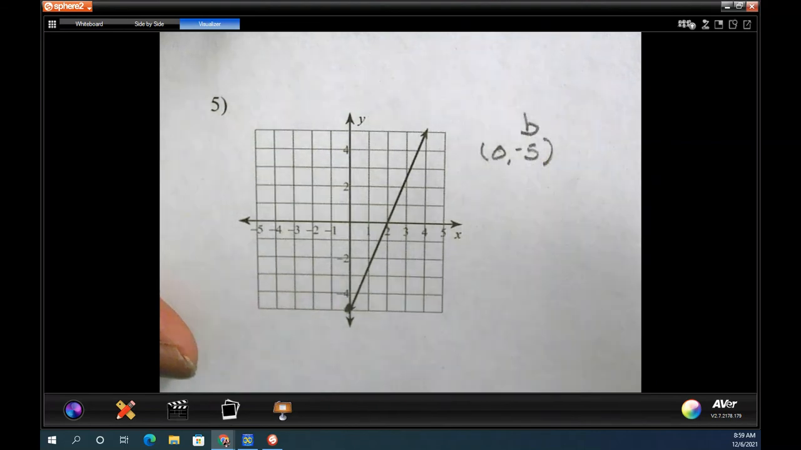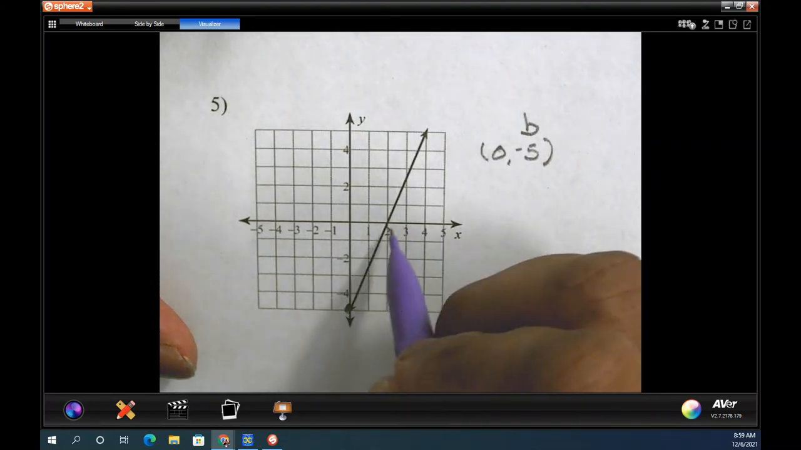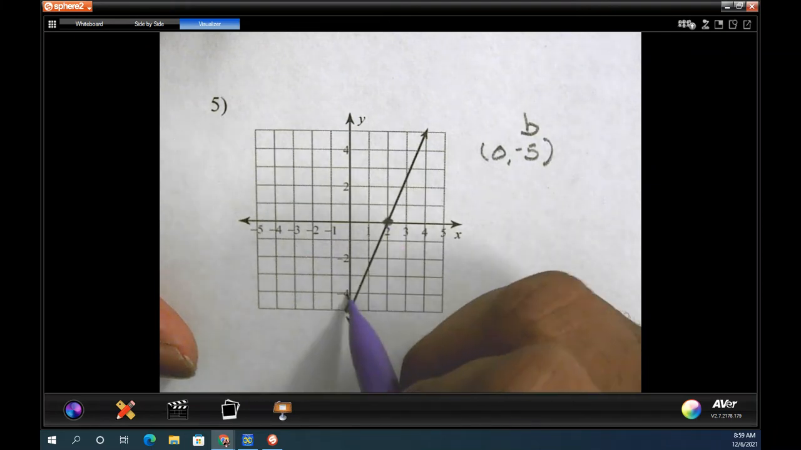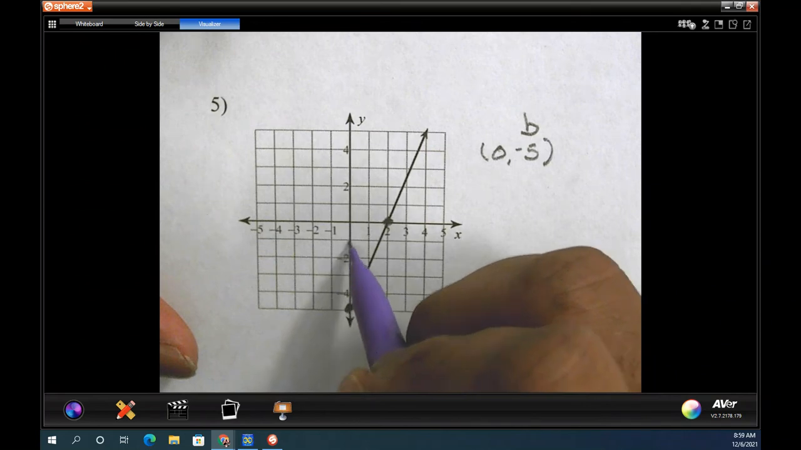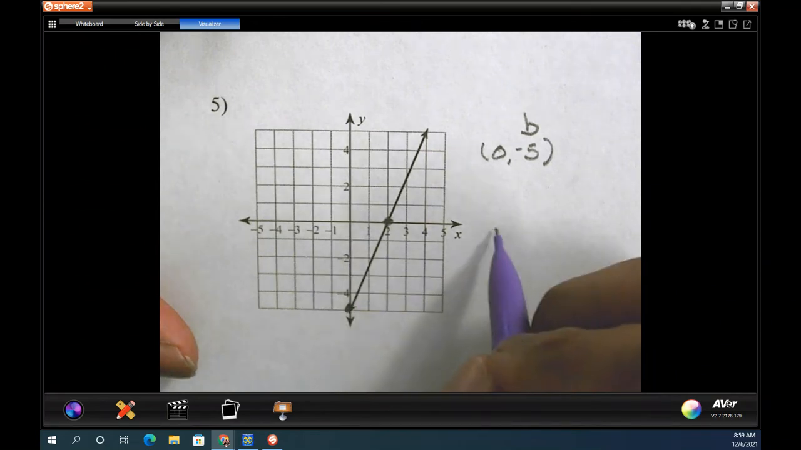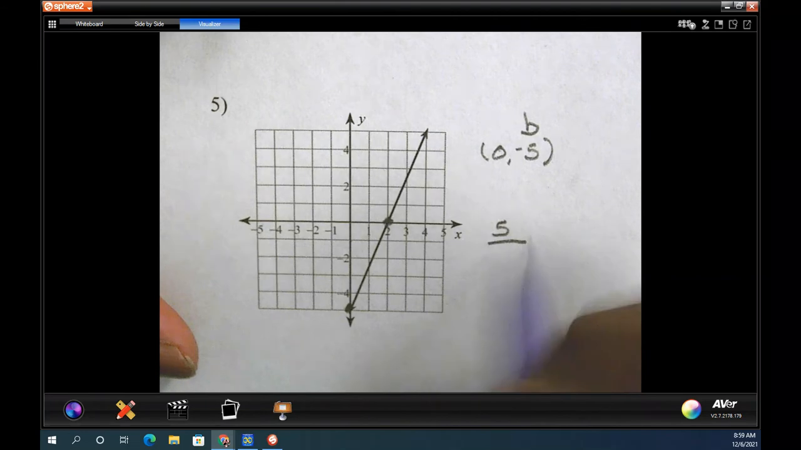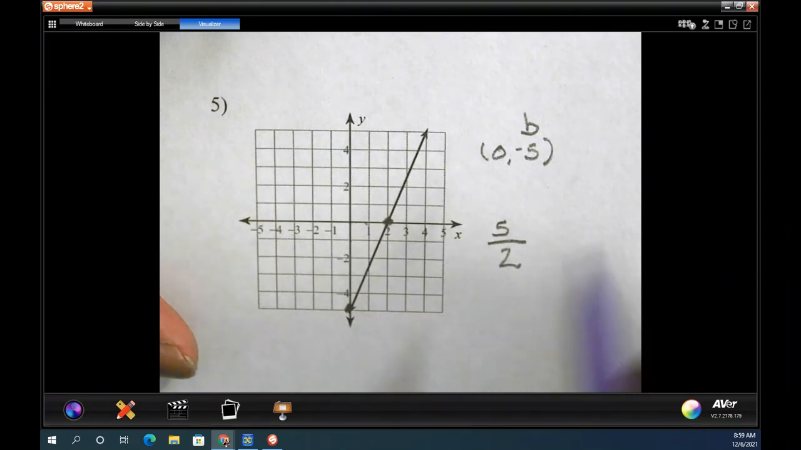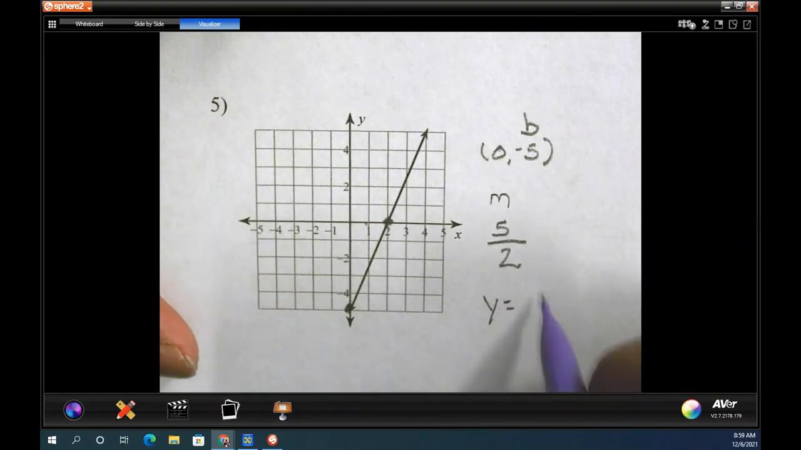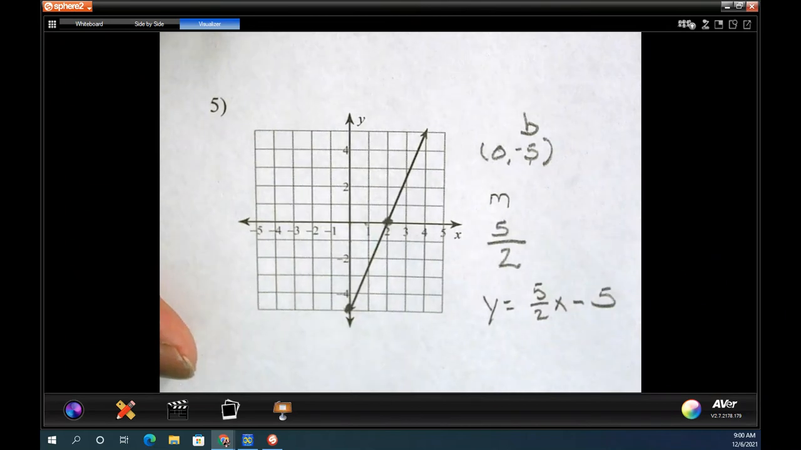So there's our b. And it goes through this point, the x-intercept. So that means this one goes up 1, 2, 3, 4, 5. That means it's positive. 5 over goes to the right, 1, 2. That's a positive number. So our m is 5/2. So y equals 5/2 x minus 5, because that's negative 5. How many of y'all got that one?